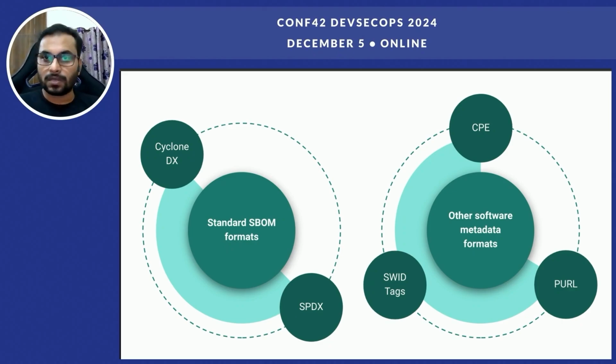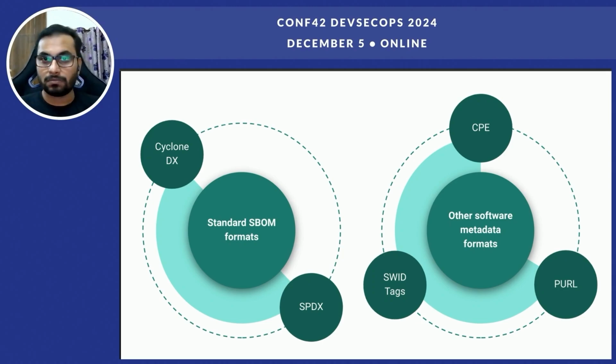So they are SWID, software identification tags. It defines a structured metadata format for describing a software product. Common Platform Enumeration, or CPE, is a standardized method for describing and identifying classes of applications, operating systems, and even hardware devices present in an enterprise's computing assets. Package URL, or purl, is a URL string used to identify and locate a software package in a universal way across most programming languages, package managers, packaging conventions, tools, APIs, and databases.